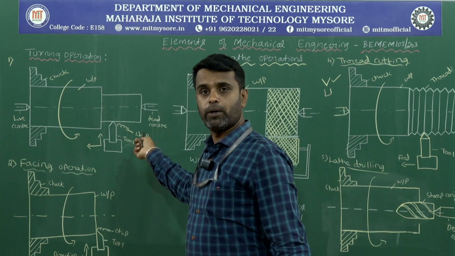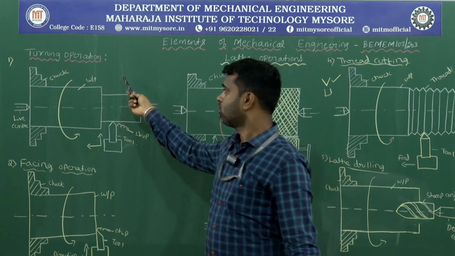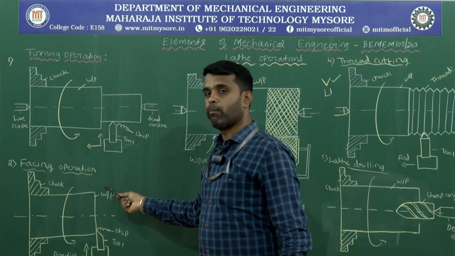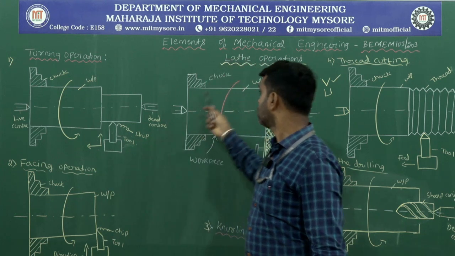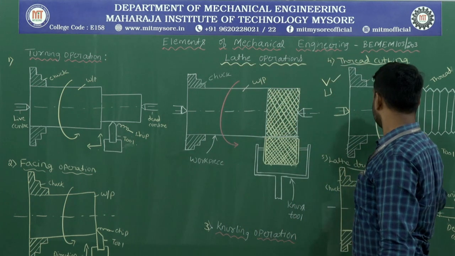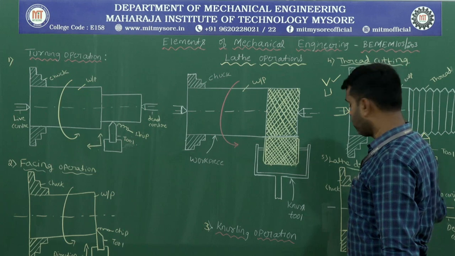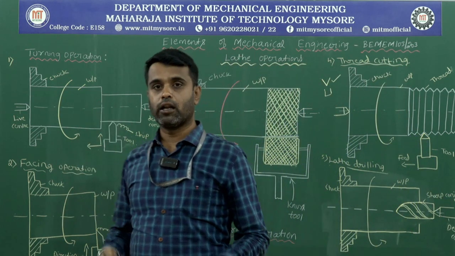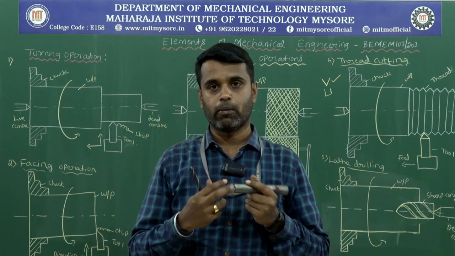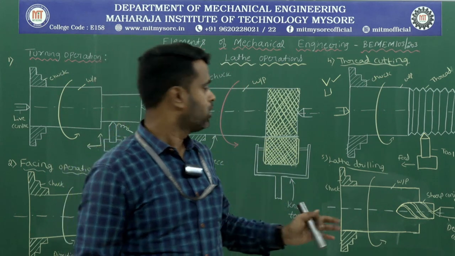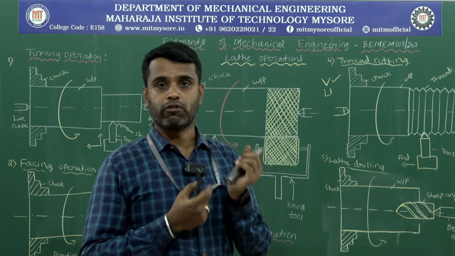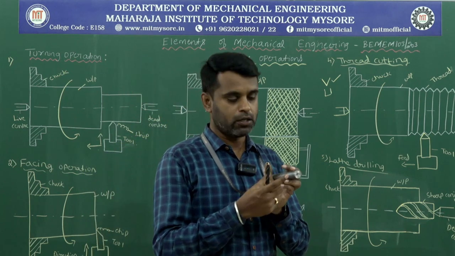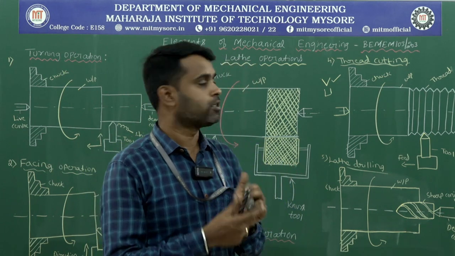Some of the operations performed on the lathe are: the turning operation, the facing operation, the knurling operation, the thread cutting operation, and lathe drilling. In turning, we can reduce the diameter, or produce a cylindrical surface on the workpiece. Facing is used to produce a flat surface at the end of the workpiece, in order to reduce the length of the workpiece material.